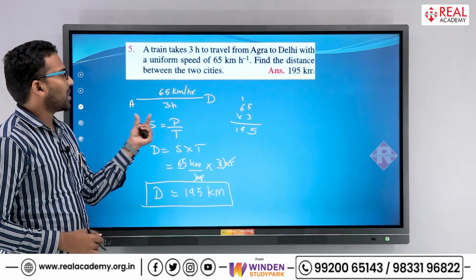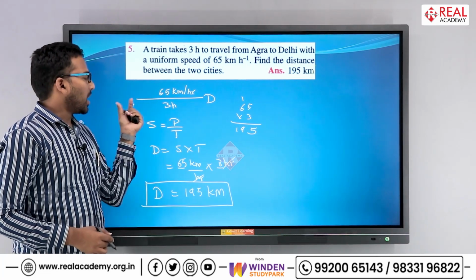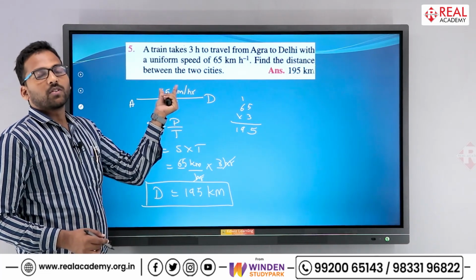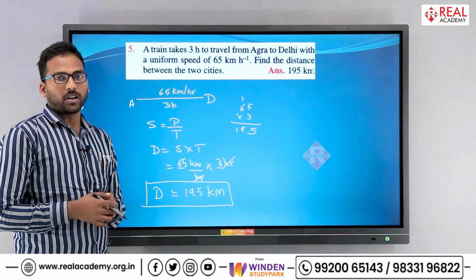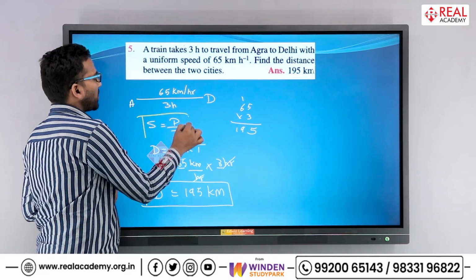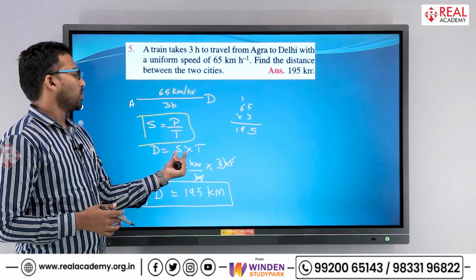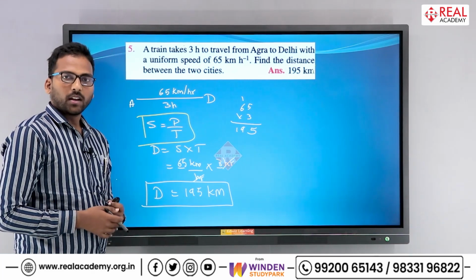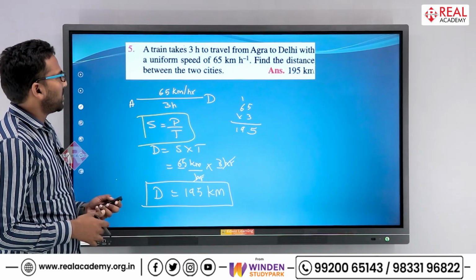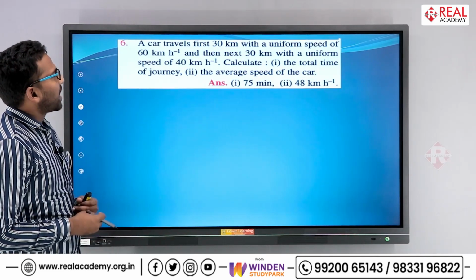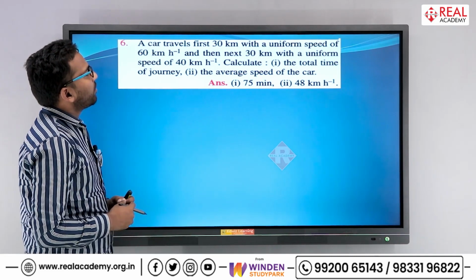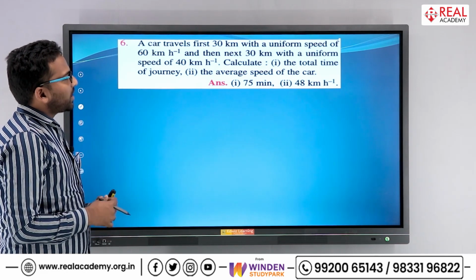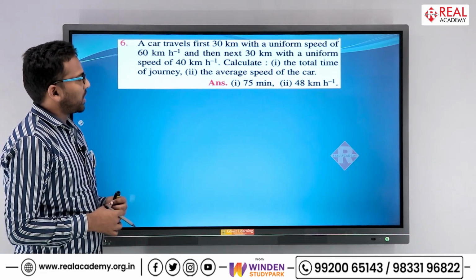ठीक है. यहां पे दिया था कि आगरा से दिल्ली के बीच में कितना डिस्टेंस है, if it takes 3 hours with a uniform speed of 65 kilometer per hour. So just take the simple formula of speed is equal to distance upon time, or distance is equal to speed into time, that is 65 into 3 is 195 kilometer. Okay, clear? Chal, next sum. A car travels first 30 kilometer with a uniform speed of 60 kilometer per hour, and then next 30 kilometer with a uniform speed of 40 kilometer per hour.